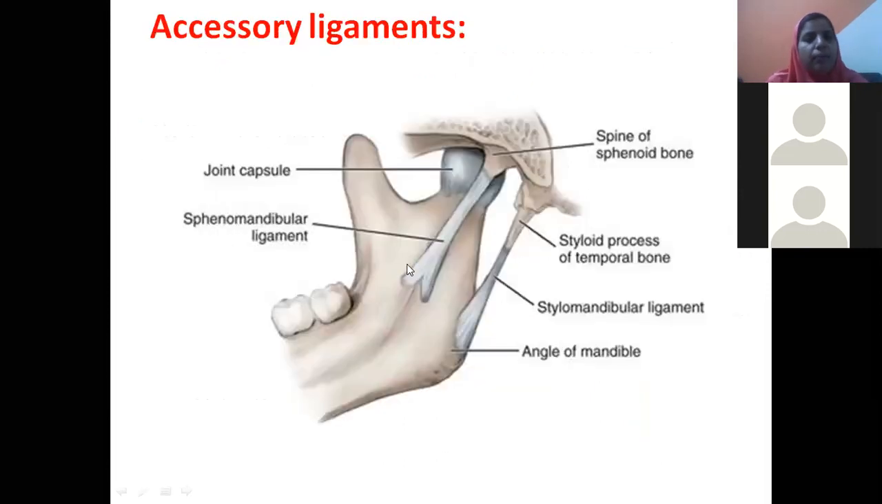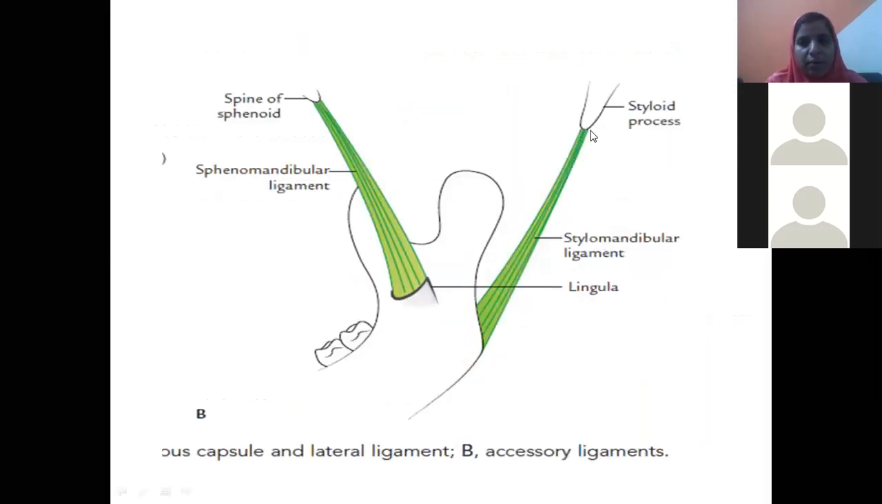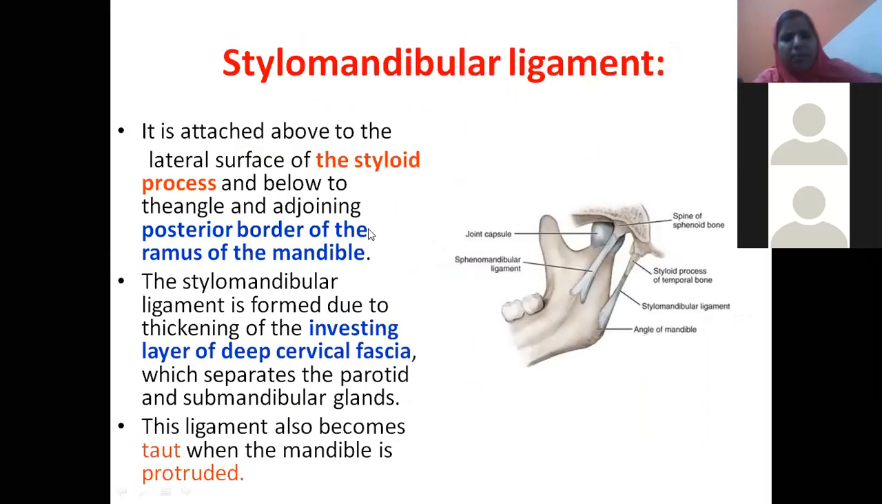Then apart from that, the supporting ligaments, we have accessory stylomandibular, from the styloid process to the angle of the mandible. That much you remember, it's enough. The stylomandibular ligament, if you remember, is formed by the thickening of the investing layer of deep cervical fascia. This ligament becomes taut, that means fully stretched, when the mandible is protruded.